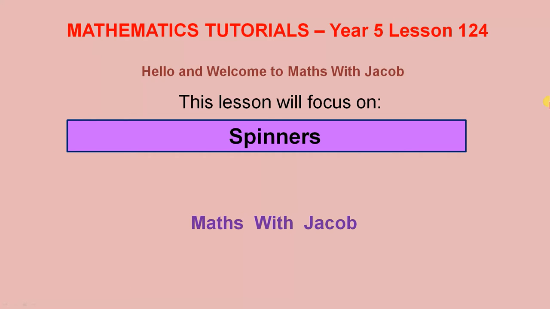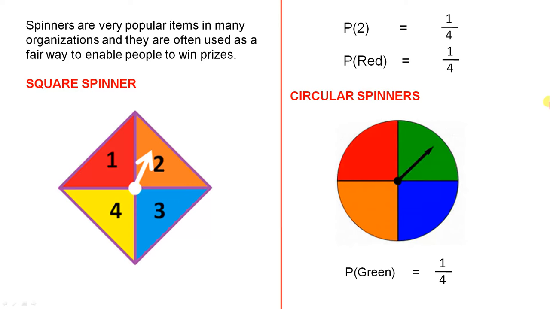This lesson will focus on spinners. Spinners are very popular items in many organisations, and they are often used as a fair way to enable people to win prizes. Let's look at a square spinner.